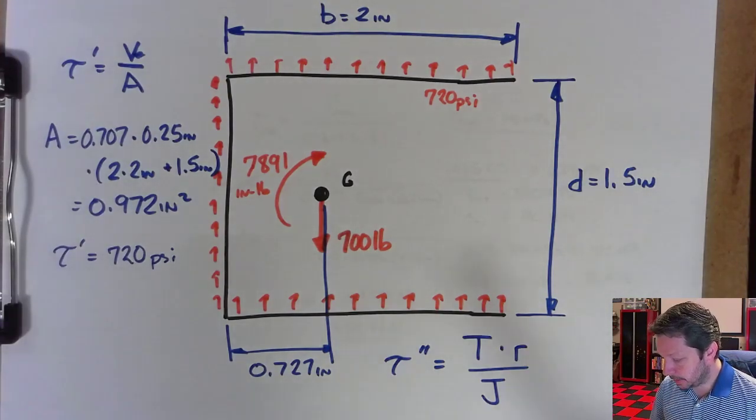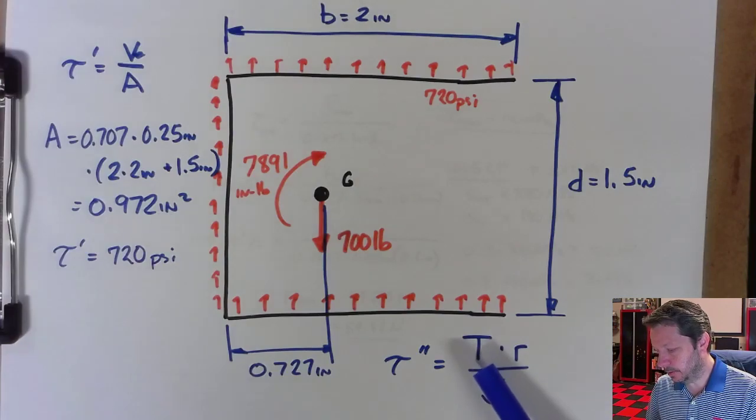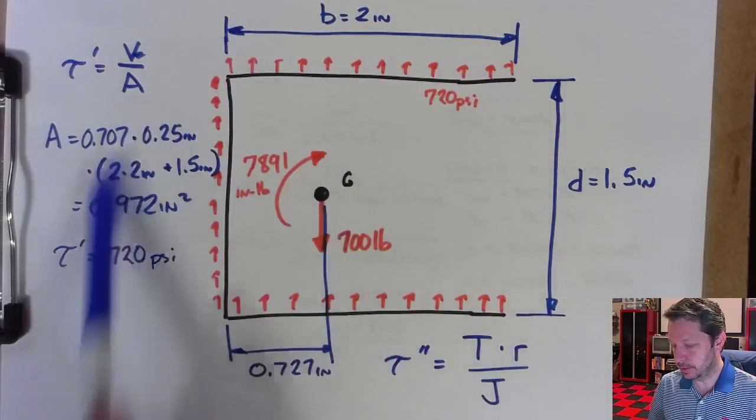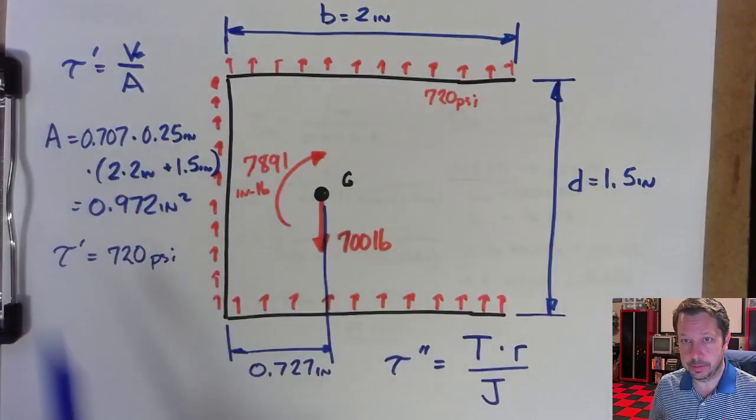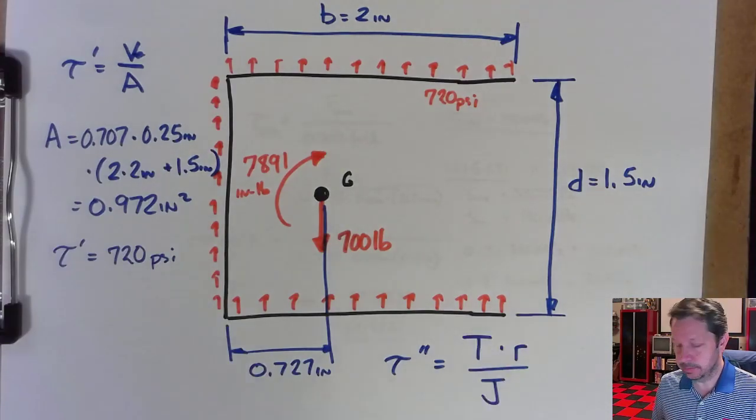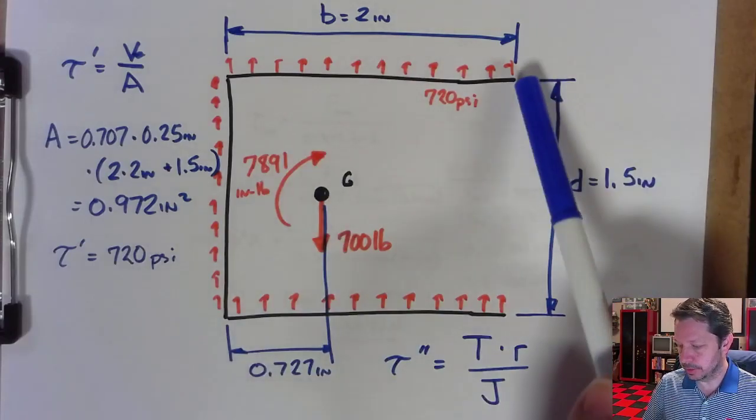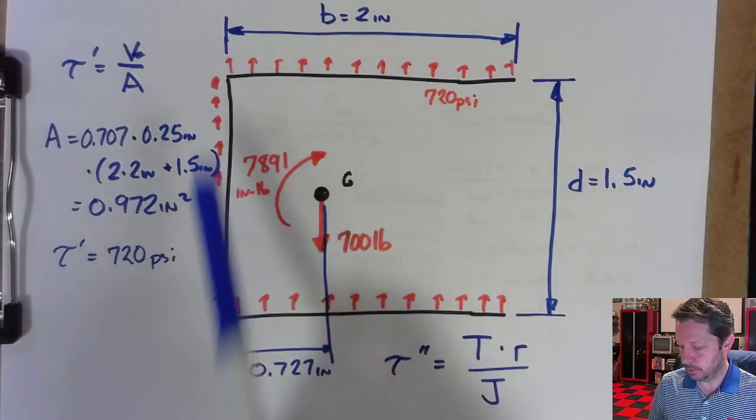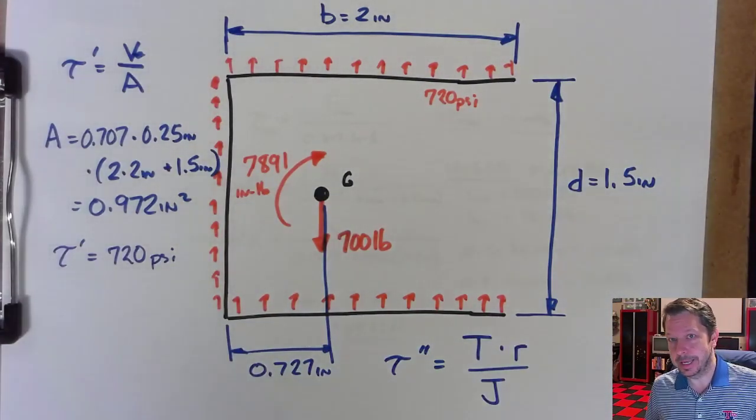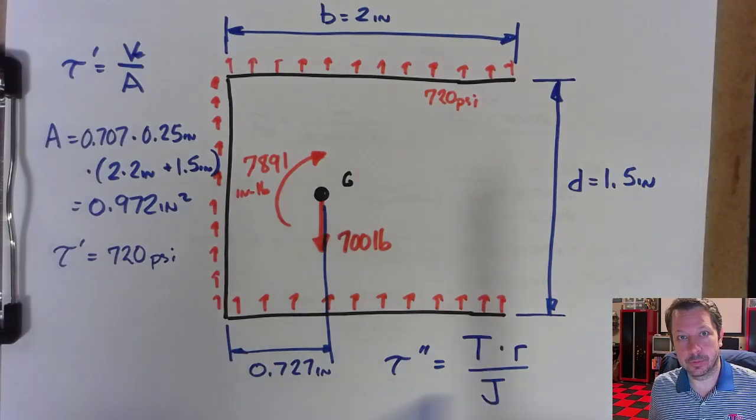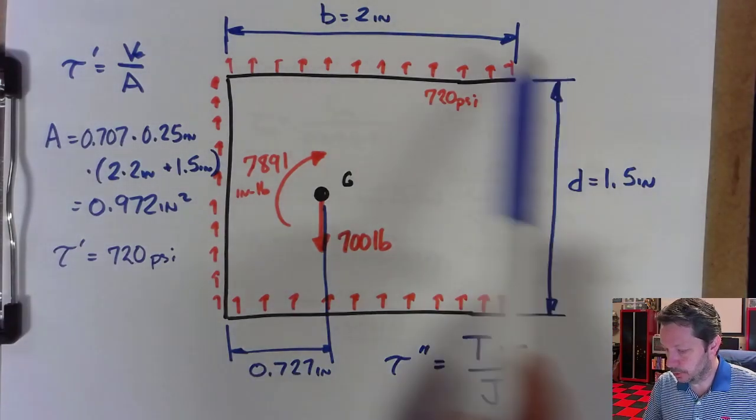T is the torque, the 7,891 inch-pounds. That exists everywhere. That's just the applied torque to the weld group. So that's a static number, no matter what point I choose. Normally you're choosing endpoints, like this point, that corner, or that endpoint as your point of interest. That's usually where the worst of the shear is going to be and where failure would begin. So I'm going to choose one of those points.